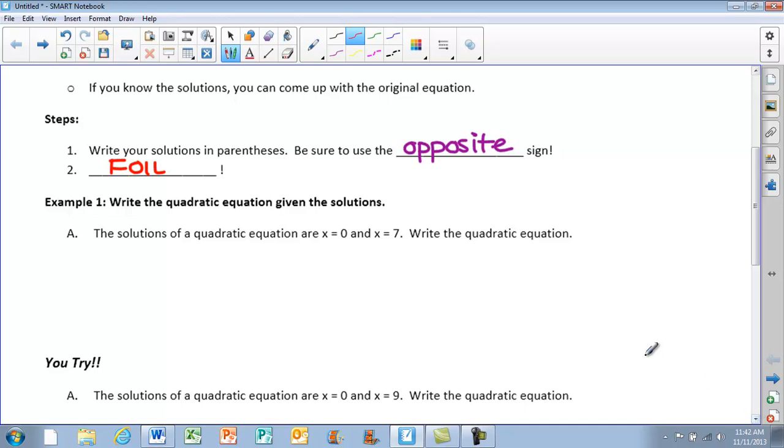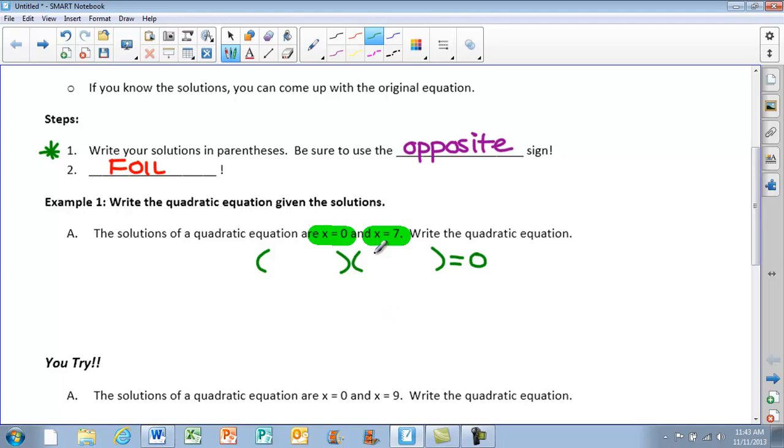Write the quadratic equation given the solutions. This tells me the solutions of my quadratic equation are x equals 0 and x equals 7. Write the quadratic equation. So let's make sure we go back, look at our first step. We need to write them in parentheses. So I'm going to go ahead and start by just setting up my parentheses. We know that since it's a quadratic equation, we have to set it equal to 0 because we're solving it. You guys have learned that previously in this chapter.